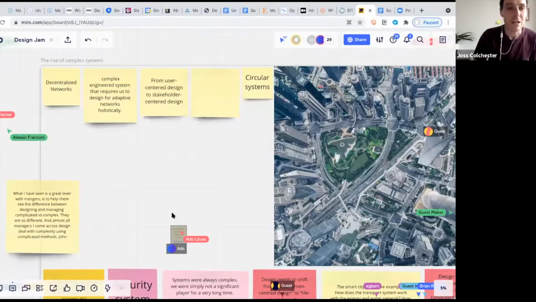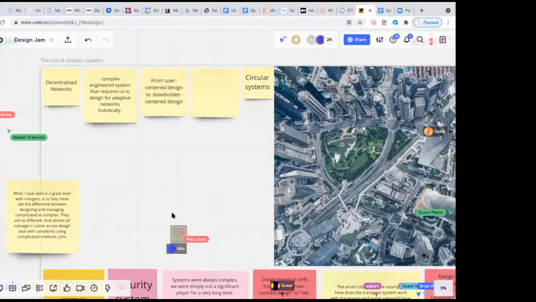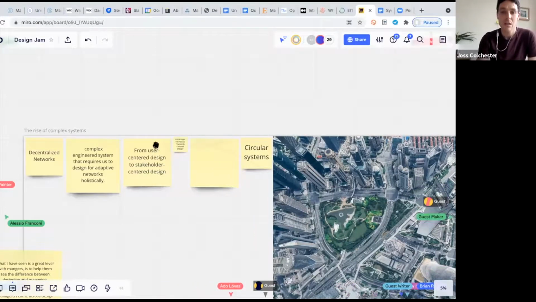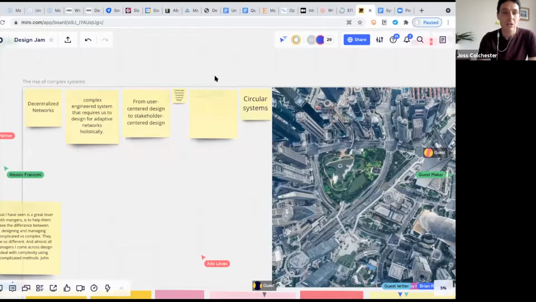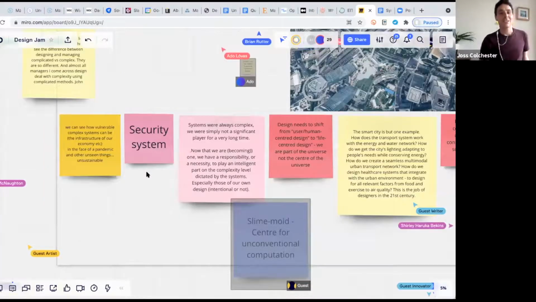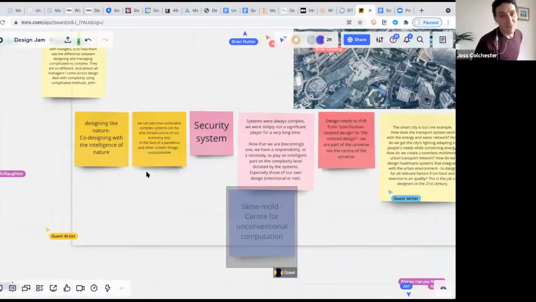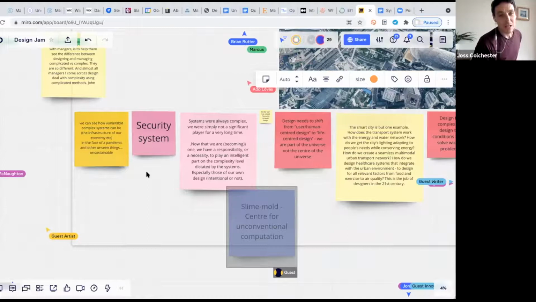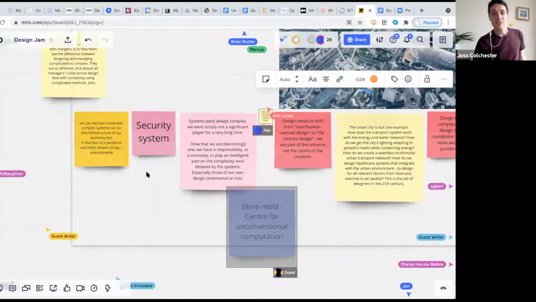So decentralized networks, complex engineered systems that require us to design for adaptive networks holistically, from user-centered design to stakeholder-centered design. Okay, what have we got down here? Design like nature. Okay, that one just disappeared. Design like nature, it's gone again. We can see how vulnerable complex systems can be, the infrastructure of the economy in the face of a pandemic and other unseen things. Okay, security systems.